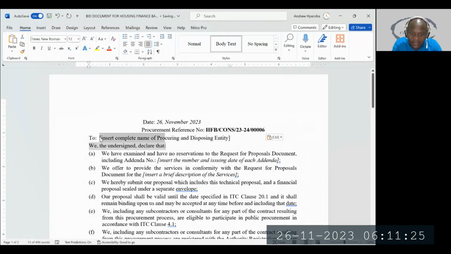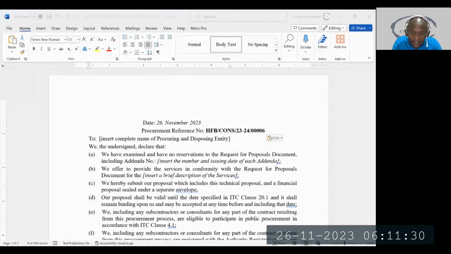And then they told us who we should address the bid to, isn't it? They said request for clarification shall be addressed to the head of HR, Chief Human Resource Officer, but the procuring and disposing entity for proposal submission purposes only, the entity is this. And then who is it addressed to? It's not very clear. Submission. I'm looking at the ITC.